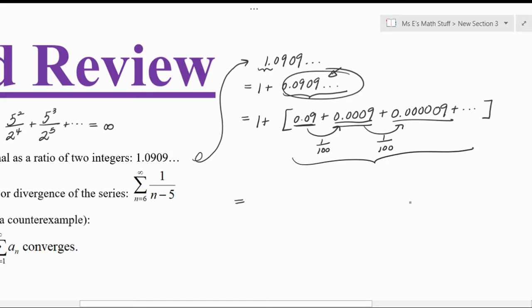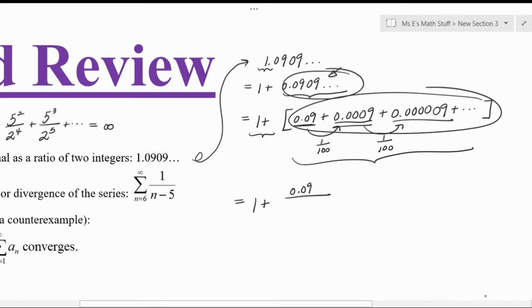So as far as this 1 goes, you just keep bringing it down. We'll add it in later. And so now let's use the sum formula for an infinite geometric series right here. So it would equal your first term divided by 1 minus your common ratio.